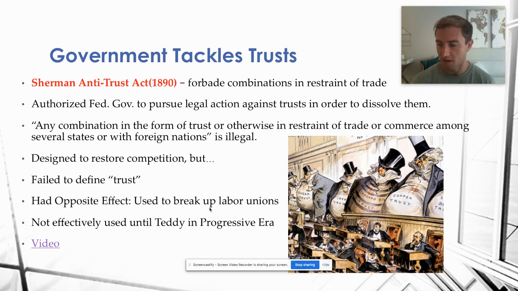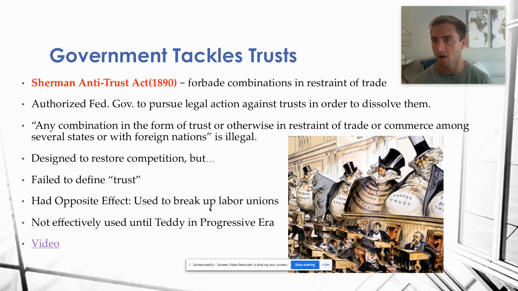Okay. The next law that is intended to regulate business comes toward the end of the Gilded Age, and that's the Sherman Antitrust Act of 1890, which forbade combinations in restraint of trade. And right there already, you can see that this unfortunately has a flaw. It authorized the federal government to pursue legal actions against trusts in order to dissolve them. Okay, so the trust is the bad guy. Trusts are these big organizations that have the ownership stock in one company and that are monopolizing markets. Okay, seems like they should be regulated.